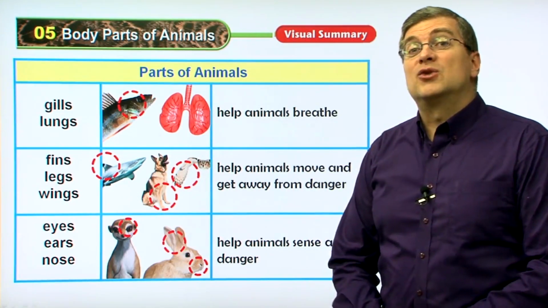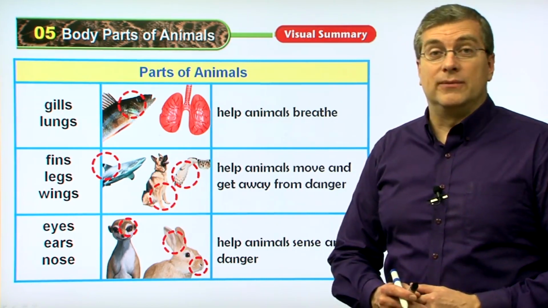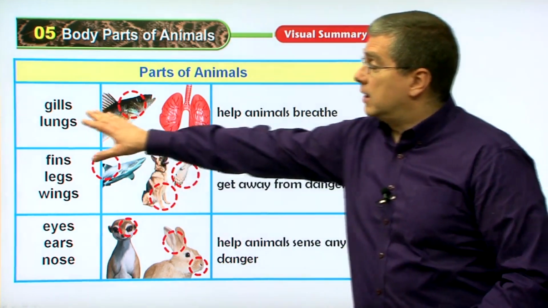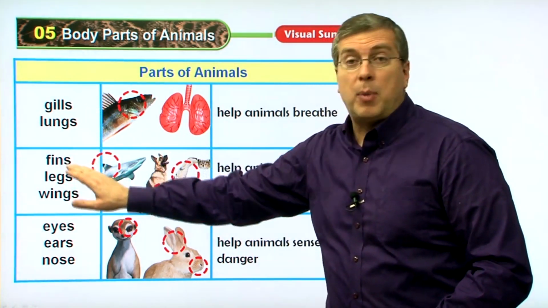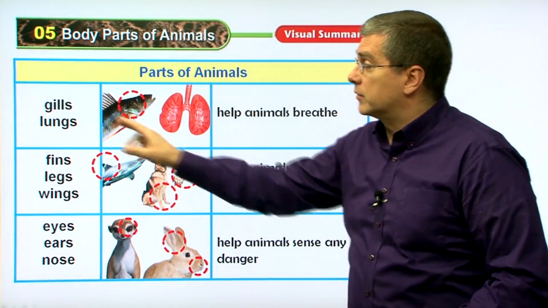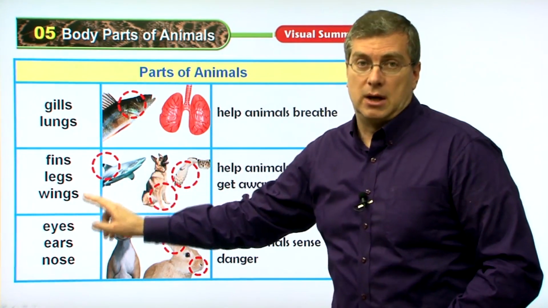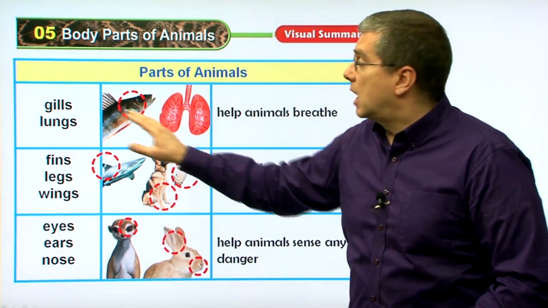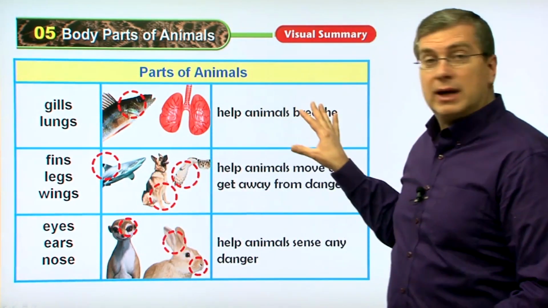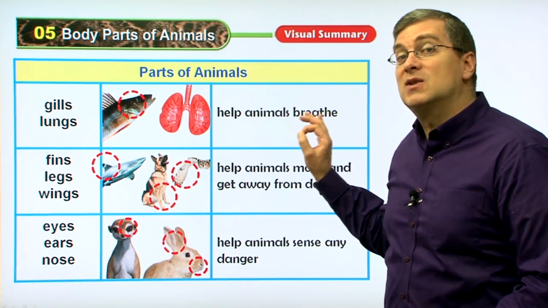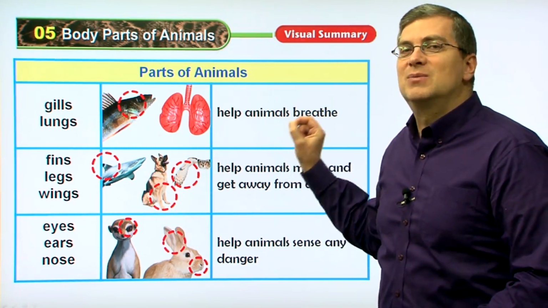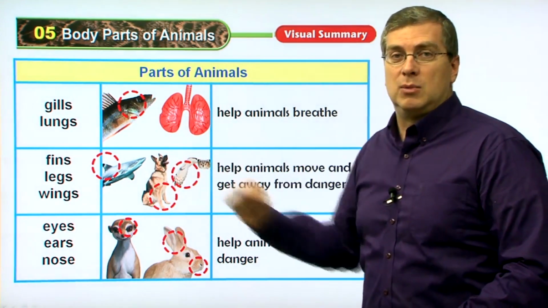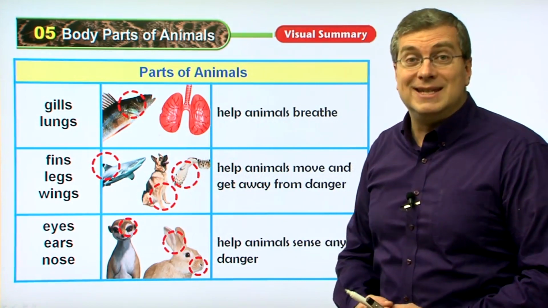Okay, now let's review some of the words that we've learned already. We have a really good chart here to look at. Over here on this side, we can see the parts of animals. These are the names of the parts. Over here in the middle, we have pictures of these parts. And then over here, we have a short explanation of what these parts do. So what do these parts do to help the animals? Let's go over this chart in detail.